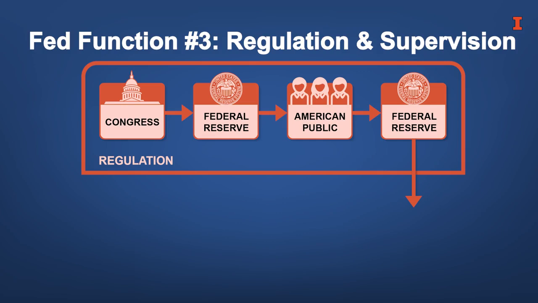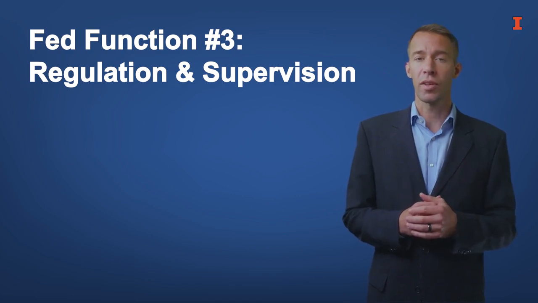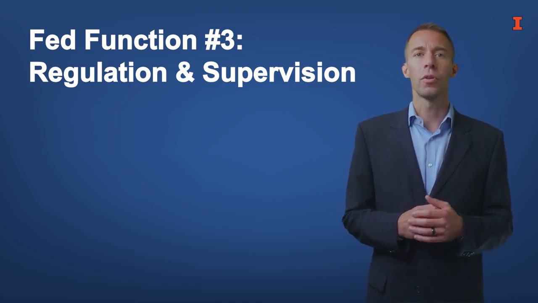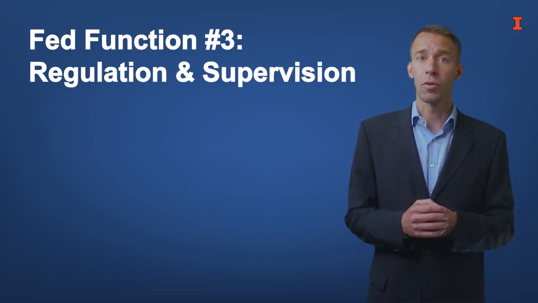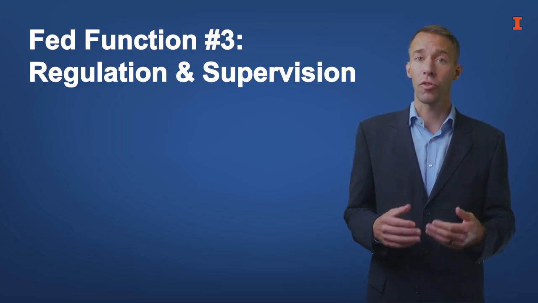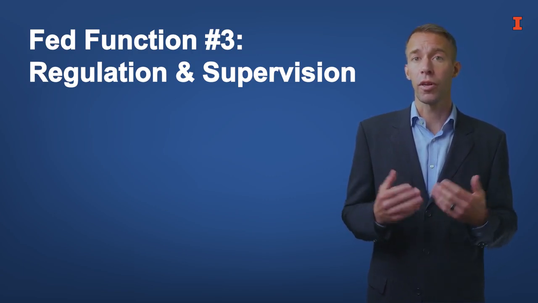Financial institutions must then comply with the rules. The Truth in Lending Act is a good example. Under this rule, the Federal Reserve requires lenders to clearly disclose lending terms and costs to borrowers. This includes the interest rates on a credit card.